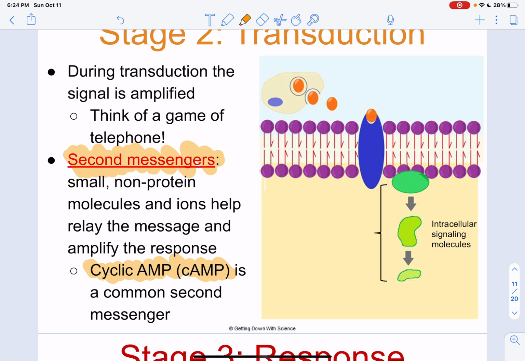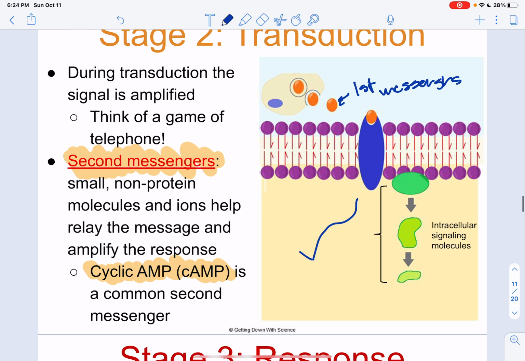And so we said second messengers. Who's the first? Well, the first messenger is this dude right here. First messenger. He brings the initial message, and then the second messengers are going to be the ones that are going to go and tell basically everyone inside the cell.